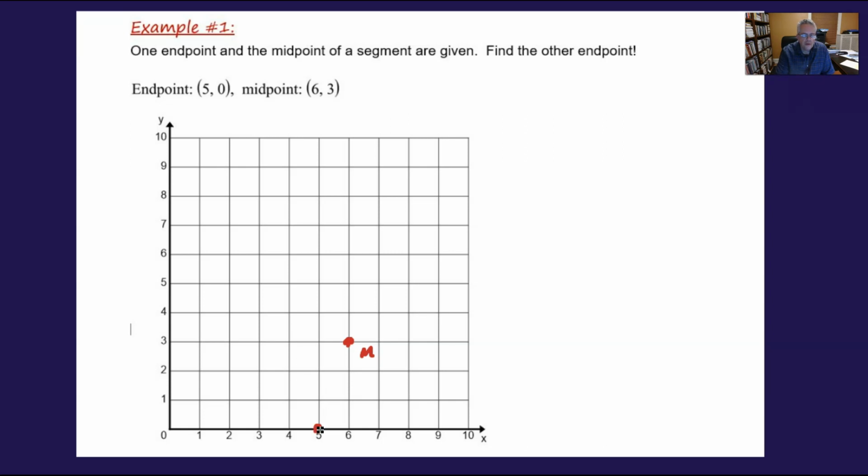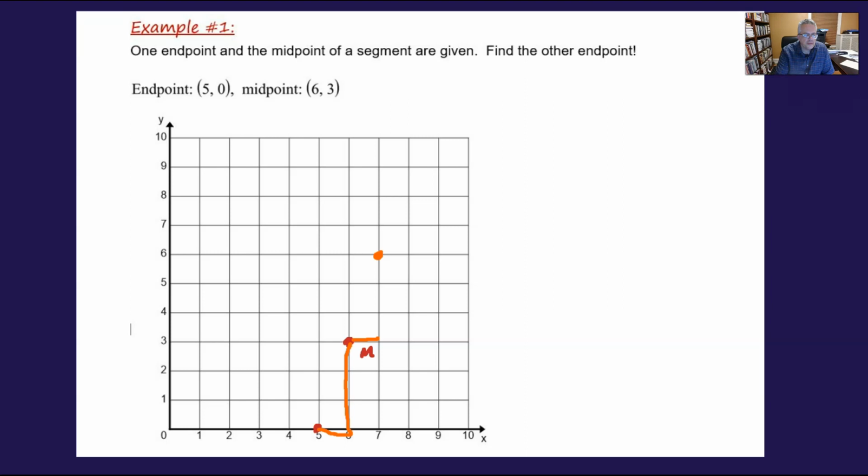Well, however we got from the first endpoint to the midpoint, that's how we get to the other endpoint. So let me show you what I mean. If we go to the right one and up 3 here, if that's how we go from the endpoint to the midpoint, then that's how we get to the second endpoint. We're going to go right 1 and up 3. The other endpoint has to be right there.